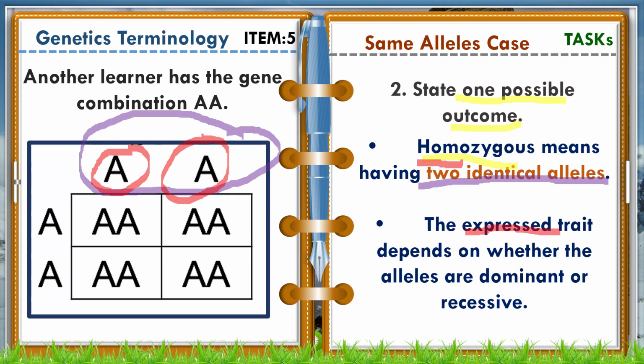The expressed trait depends on whether the alleles are dominant or recessive. So the expression trait which we are going to see is going to depend on whether these two alleles are dominant or whether they are recessive.